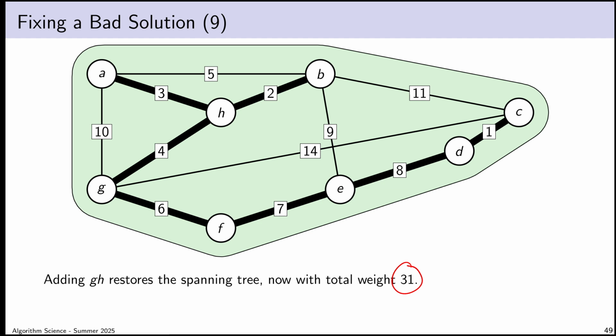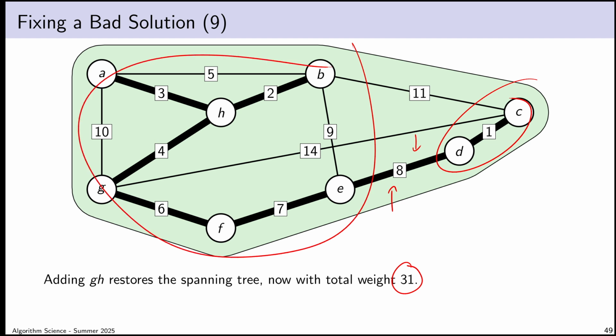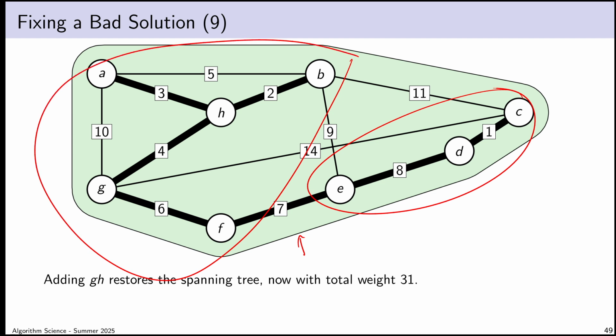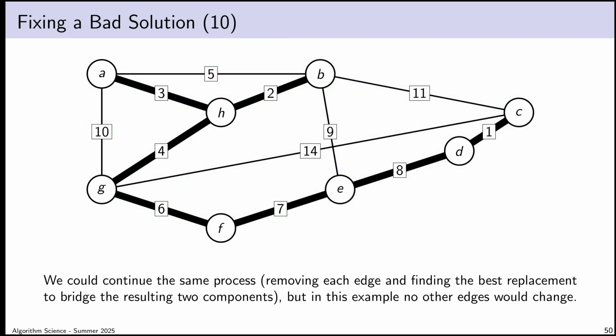I could repeat the process, so I could, for example, delete the highest weight edge that still exists, which happens to be this edge here, although we already saw that if I delete this, we get these two components, and we have to choose between an edge of weight 11, an edge of weight 14, and an edge of weight 8. I could try deleting the edge 7, which creates these two components, and I would actually observe that, again, 7 turns out to be the best possible choice. I could repeat this process over and over again, but nothing else would actually change.